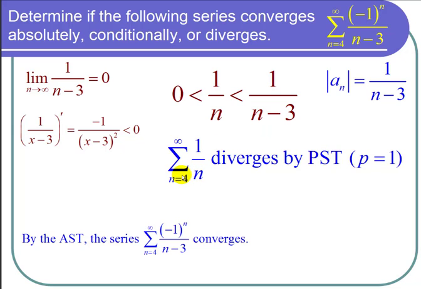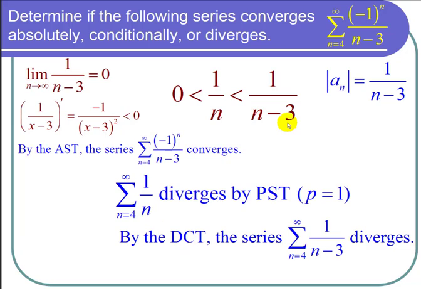So we can say that 1 over n diverges. We know that's true by the p-series test or the harmonic series. P equals 1 here. If we know that the sum of 1 over n diverges, and we also know that 1 over n is less than 1 over n minus 3, then the direct comparison test tells us the series summation n equals 4 to infinity of 1 over n minus 3 diverges.